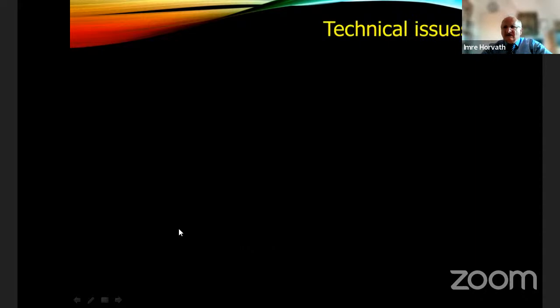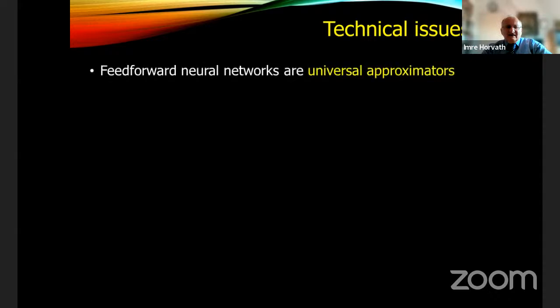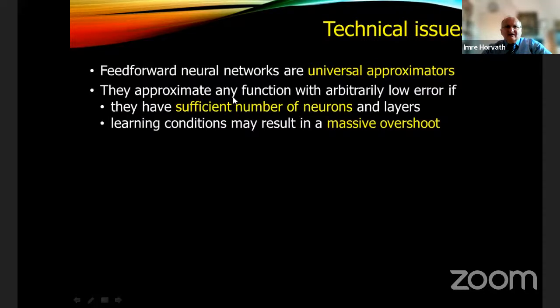However, as I mentioned, there are a couple of technical issues to the development and use of deep learning architectures and mechanisms. First of all, they act as feed-forward neural network architecture, and as such, they are universal approximators. They approximate any function with arbitrary low error if they have sufficient number of neurons and layers, and the learning conditions may result in a massive overshoot.